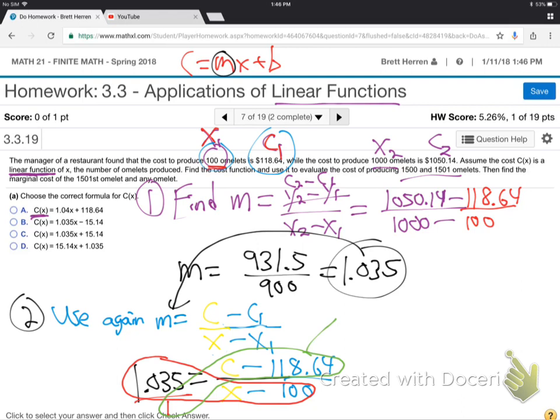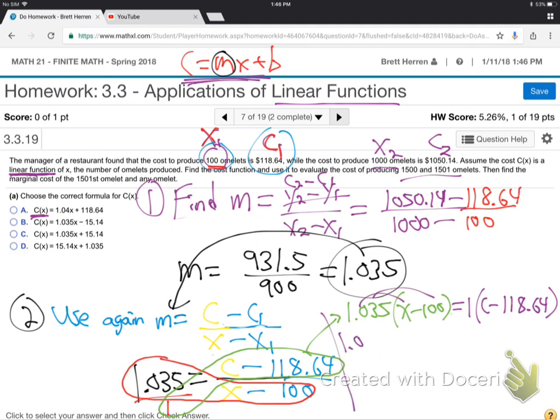So what do we have then? Bring it up here. 1.035 times x minus 100 equals, and then the other side, 1 times c minus 118.64. Kind of running out of room there. Write that again. Is that good so far? Everybody see what's happening there? So I went diagonal, cross multiply. I'm trying to get this equation. I'm almost there. So now distribute.